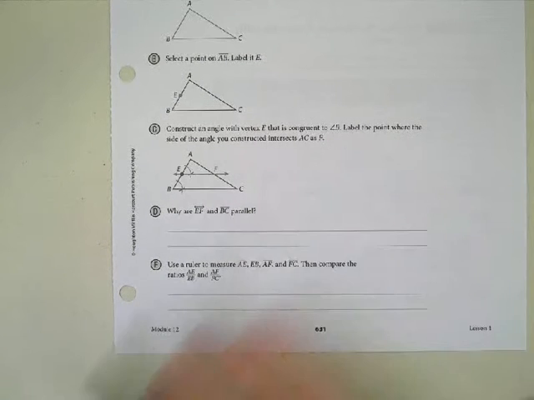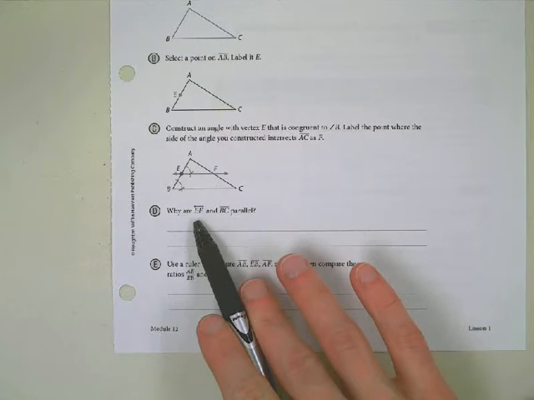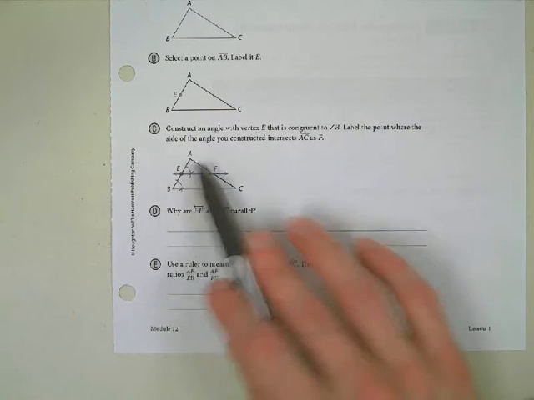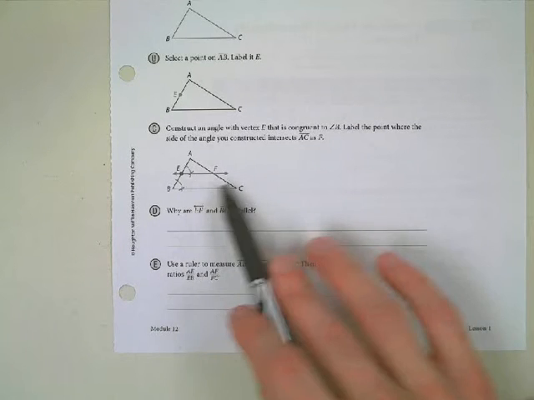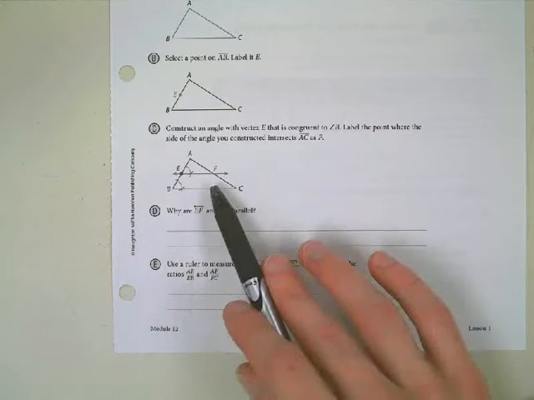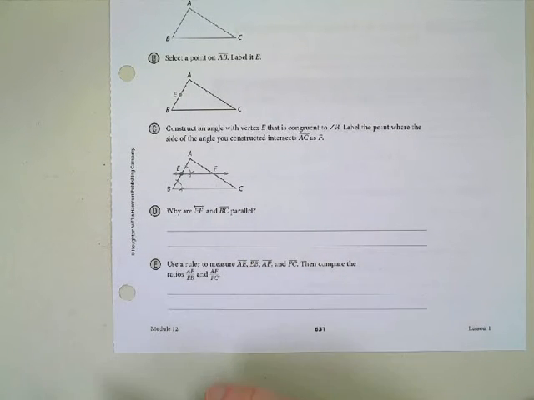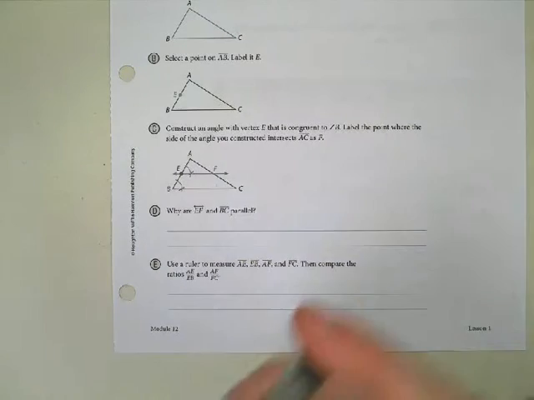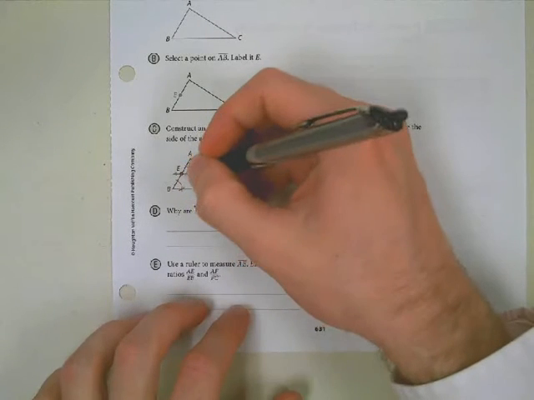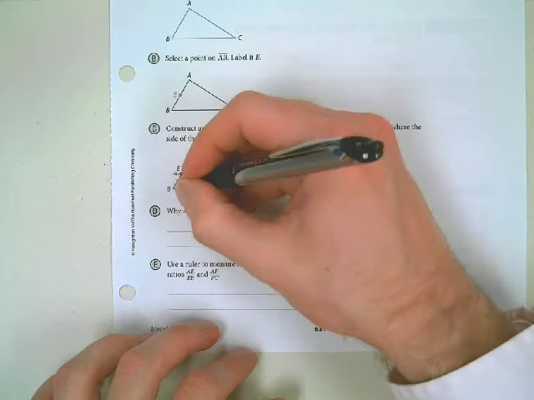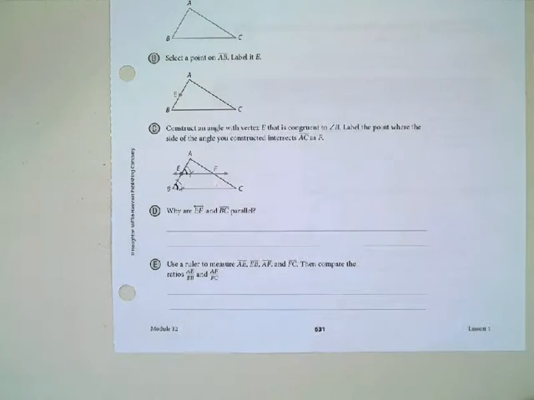Part D says, from this construction, why are line EF and segment BC parallel? So can someone raise their hand and tell me what makes line EF parallel to segment BC, the way we constructed it? What is true there? Yeah, Hunter? The corresponding angles? Yes, we have corresponding angles, right? We constructed this angle AEF to exactly copy ABC.